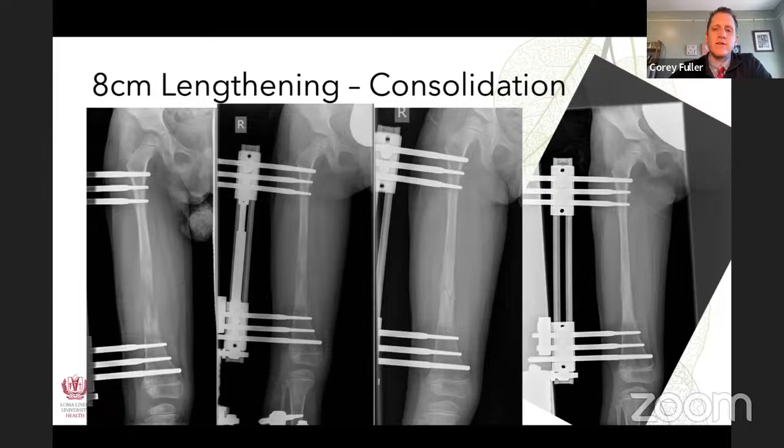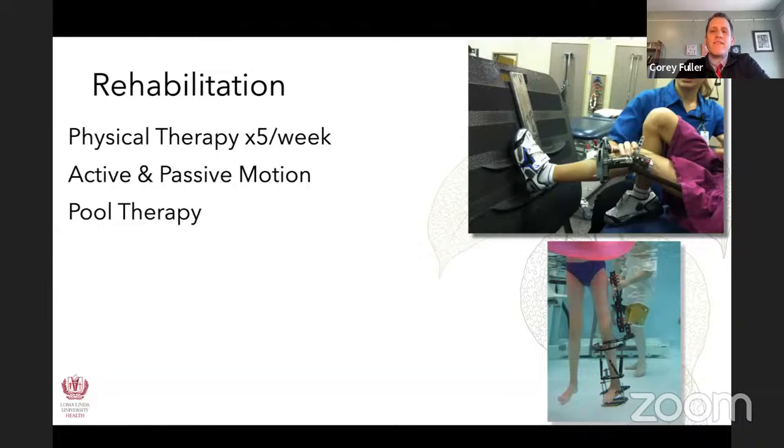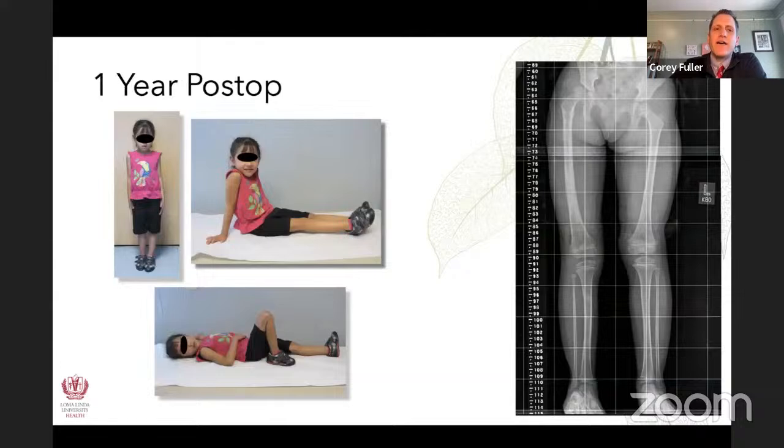And now in that particular kid, we take the fixator off. During this process, they do quite intense rehabilitation. They work with a physical therapist 5 days a week to make sure that they don't lose motion in the joints above or below. And don't believe that these patients are sitting around doing nothing. If possible, we get them in a pool to do therapy, and they can be very active. Here's one of our kids who's at the beach with her fixator on her leg, and they can be very active. The devices we use are very strong. This was that particular child a year post-op.